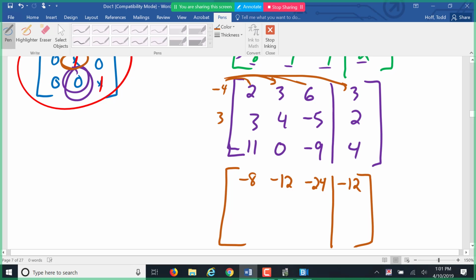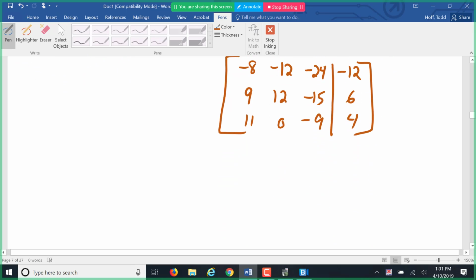My second row, I'm going to multiply by the 3. 3 times 3 is 9. 3 times 4 is 12. 3 times negative 5 is negative 15. 3 times 2 is 6. My bottom row, my third row, is staying the same. I haven't done anything with it. Now in my next step, I'm going to add that second row to the top row.